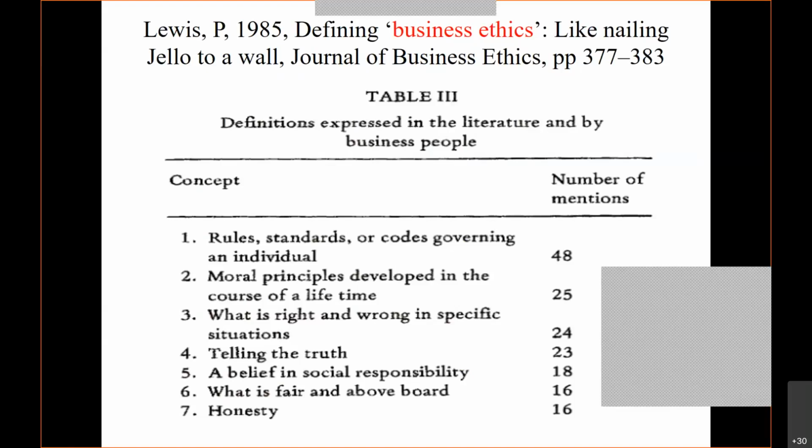Number one, statements, especially with Google text searches, these things have become very common to look for common statements in different places. Rules, standards, or codes governing an individual are one common thing that he saw in 48 different definitions. Then moral principles developed in the course of a lifetime were common in 25 of these definitions of business ethics. What is right and wrong in specific situations were common in 24 of these texts that talked about definition of business ethics.